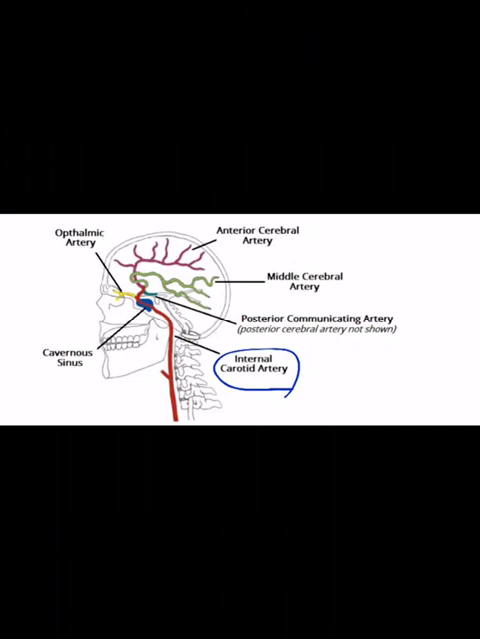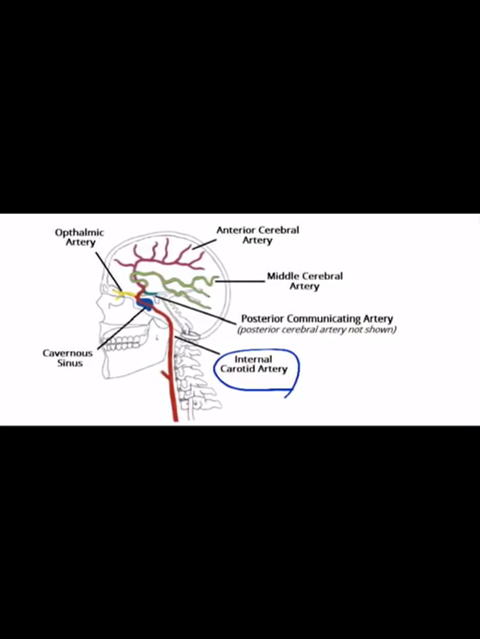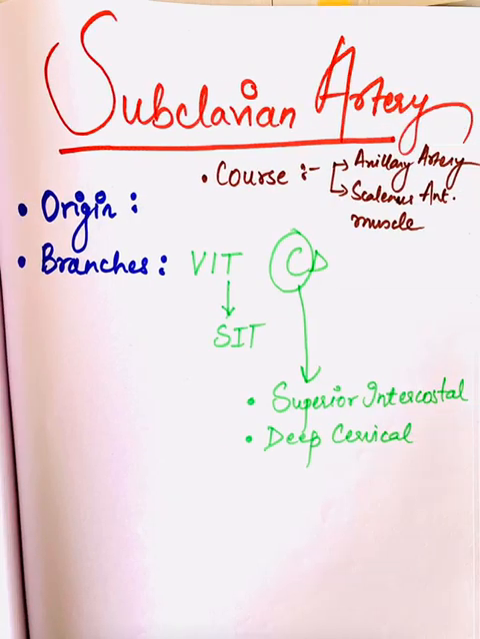Then coming to the internal carotid artery, again it is divided into 4 parts: the cervical part, the petrous part, the cavernous part, and the cerebral part. I'm not going into detail because we have already discussed this. So just remember that the internal carotid artery has cervical, petrous, cavernous, and cerebral parts. Then coming to the subclavian artery, which is very, very important, the origin and the branches, again we have already discussed. So learn about the branches, learn about the course, and those 2 words are really, really important when we are discussing the course of the subclavian artery, that is the axillary artery and the scalenus anterior muscle.